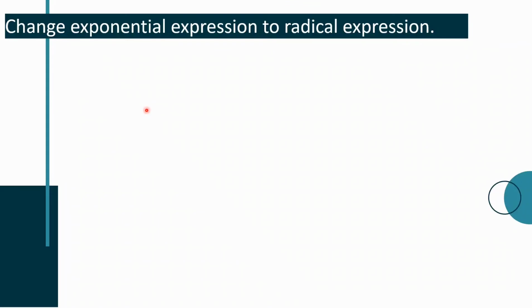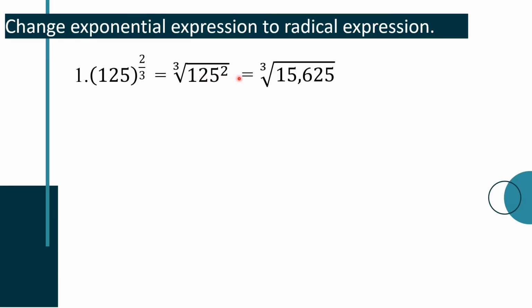So this time, let us have exercises. Let's say for example, number 1, 125 raised to the power of 2 over 3. So this will be changed into radical expression: cube root of 125 squared. Yung 3, denominator, naging index. Yung 2, numerator, ang ating exponent ng ating radicand. Now, simplifying yung 125 squared, that is equal to 15,625. Ang 125 times 125 is equal to 15,625.